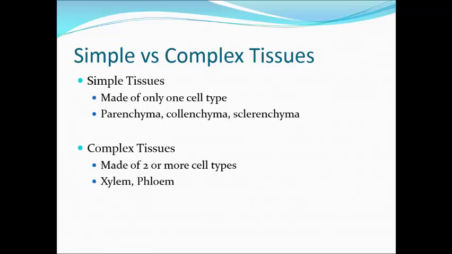And then there's the complex tissues. Complex tissues are made up of two or more types of cells, and this is like your xylem and your phloem and your vascular tissue. So xylem and phloem are both made out of several different cell types, and are considered to be a complex tissue.